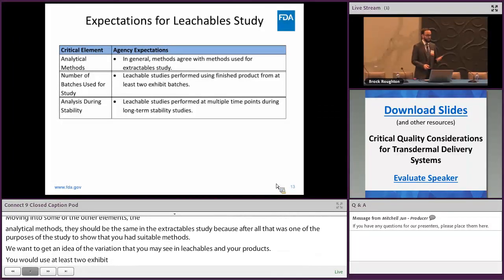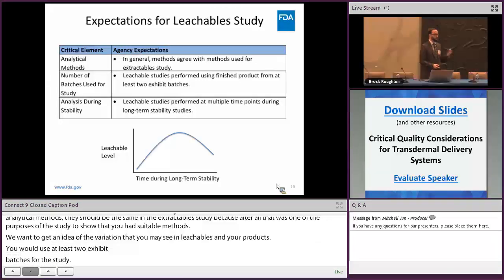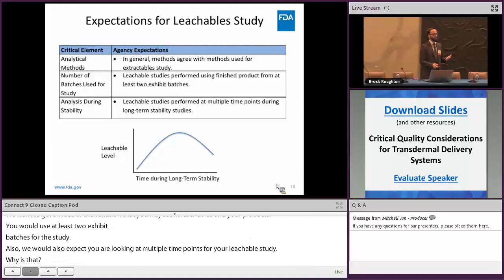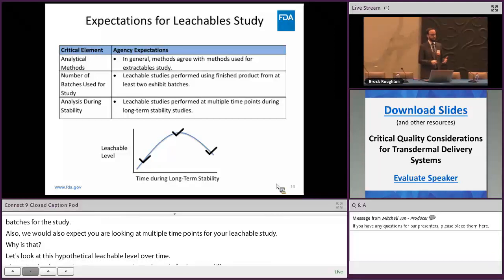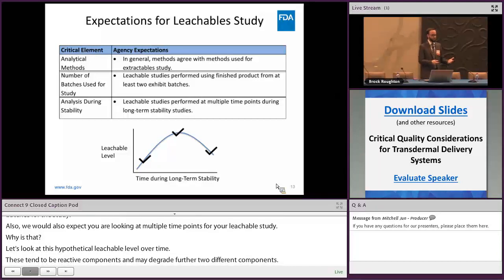So why is that? Let's look at this hypothetical leachable level over time. These tend to be reactive components. They might degrade further to different components. So you need to really look at a couple different times to get an idea of the maximum exposure of this impurity in the product.